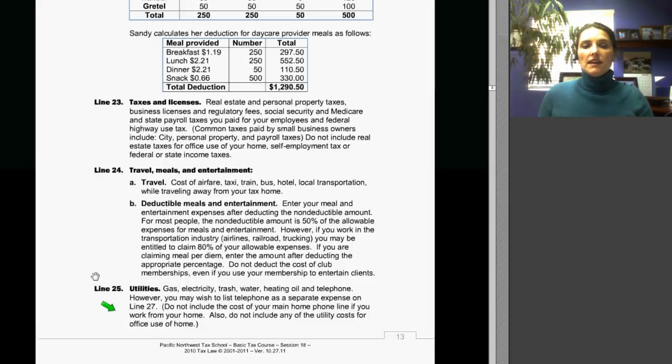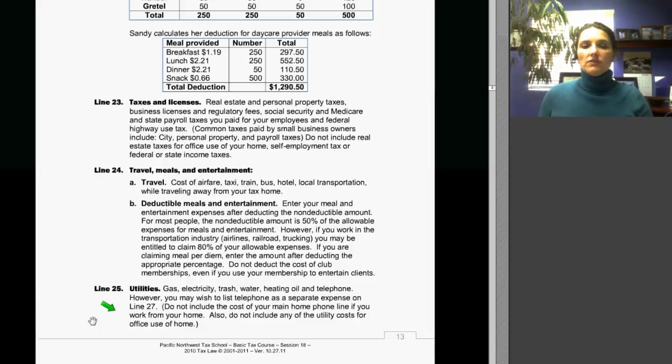Line 25, utilities. Gas, electricity, water, heating oil, and telephone are reported on this line. However, you may wish to list telephone as a separate expense on line 27. I've always felt that telephone is somehow different from other utilities because it varies or is factored for in different ways. You can include telephone on the utilities line, but I've just personally preferred for years to really only look at those main core utilities of gas, electricity, trash, water, heating oil, and pull telephone out as a separate amount. But it's okay to put it on the line.